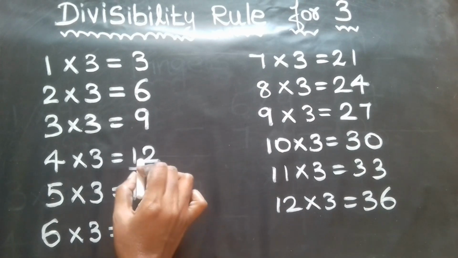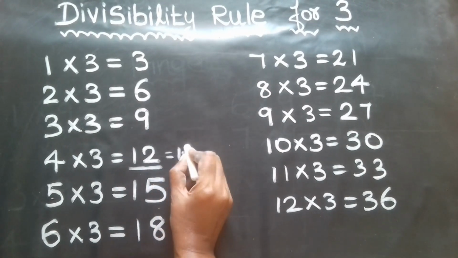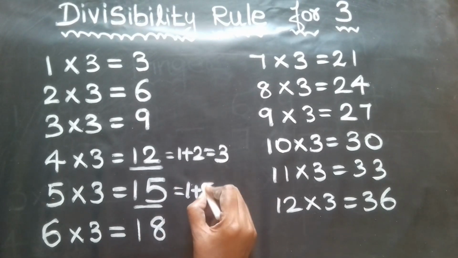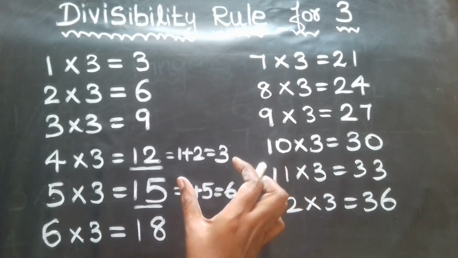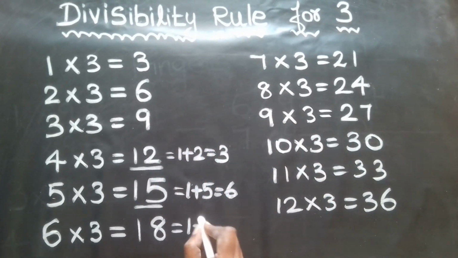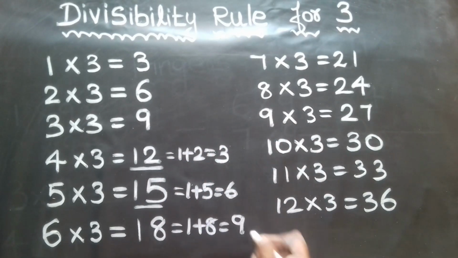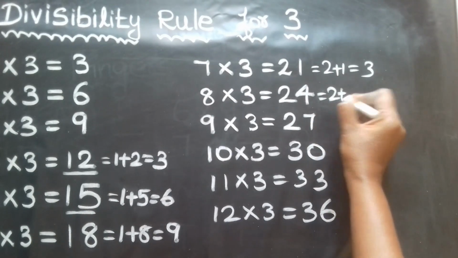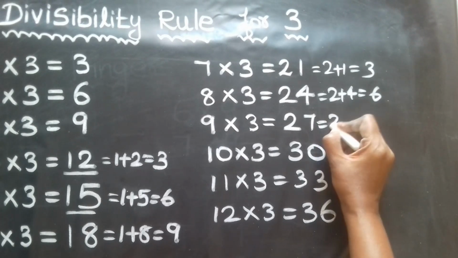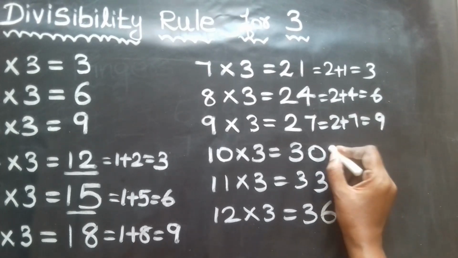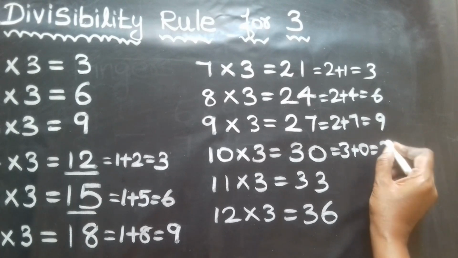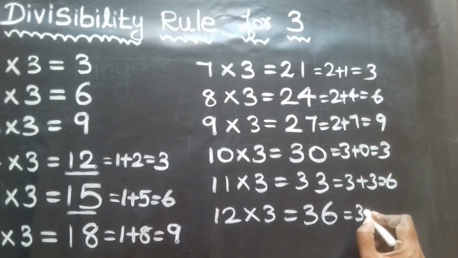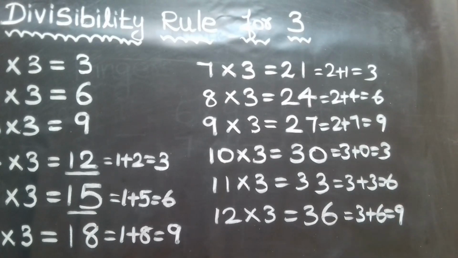When you do the digit sum of each product, that is 1 plus 2 equals 3, 1 plus 5 equals 6. Digit sum means the sum of the digits. 1 plus 8 equals 9, 2 plus 1 equals 3, 2 plus 4 equals 6, 2 plus 7 equals 9, 3 plus 0 equals 3, 3 plus 3 equals 6, 3 plus 6 equals 9.